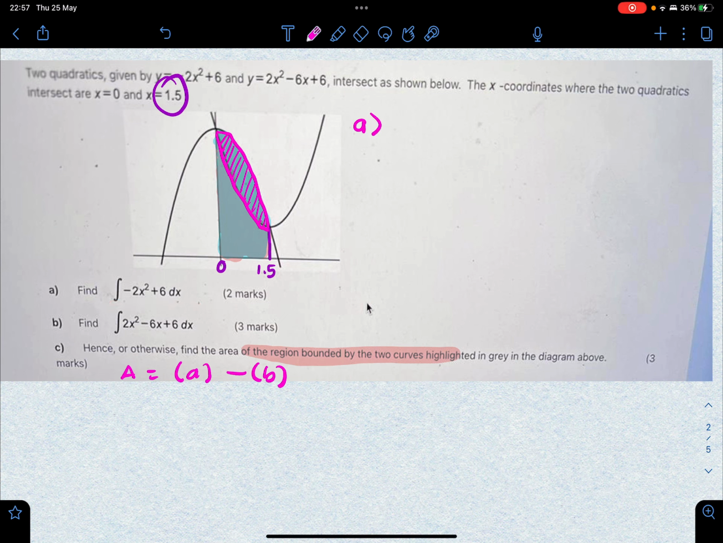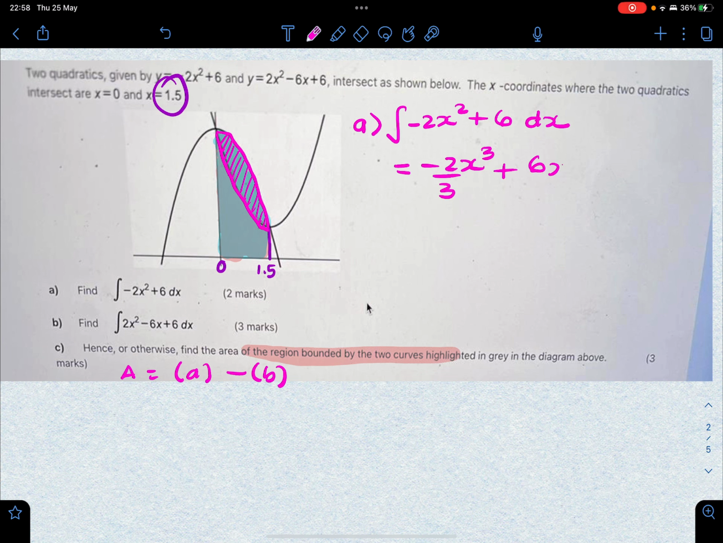So A, the integration of minus 2x squared plus 6 dx. Remember, you add 1 to the power, and then you divide by the new power. So it's minus 2x cubed over 3 plus 6x. So imagine there's x to the power 0. That becomes x to the power 1 over 1. Plus constant.